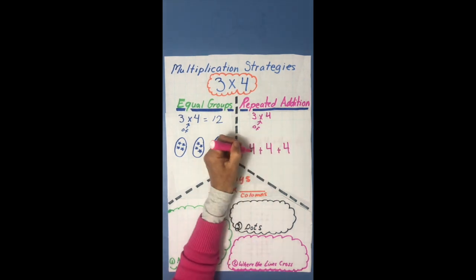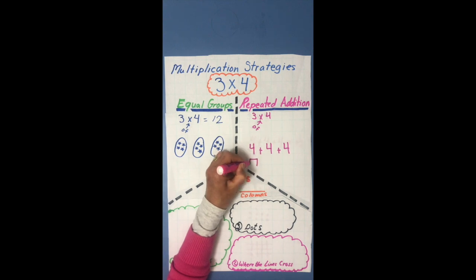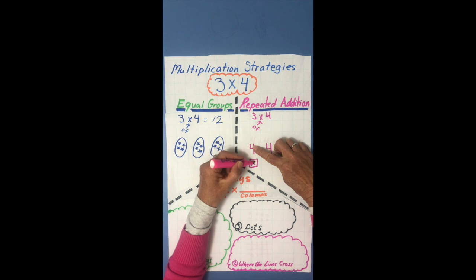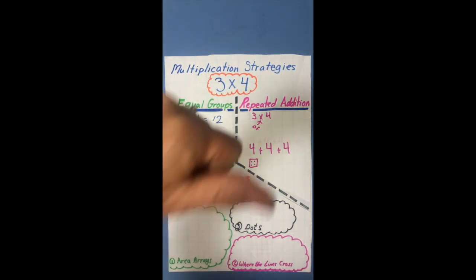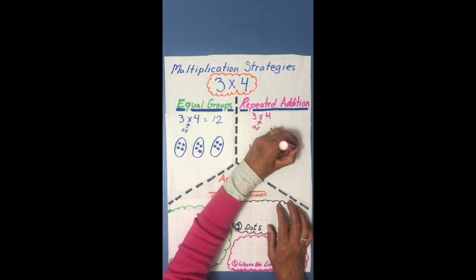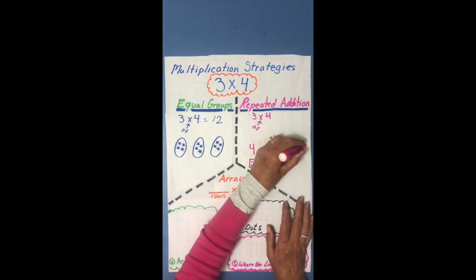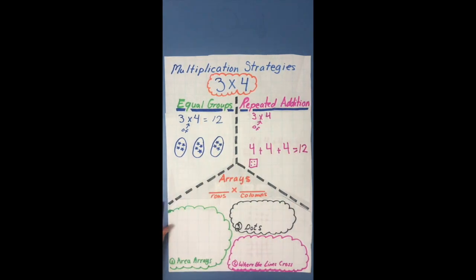So now if I want to count and find out what 4 plus 4 plus 4 is, I could draw a box and put dots and then count like this: 1, 2, 3, 4, 5, 6, 7, 8, 9, 10, 11, 12. Or I could use my skip counting songs, which would be 4, 8, 12. And the answer here would be 12, making my expression now into an equation. All right?